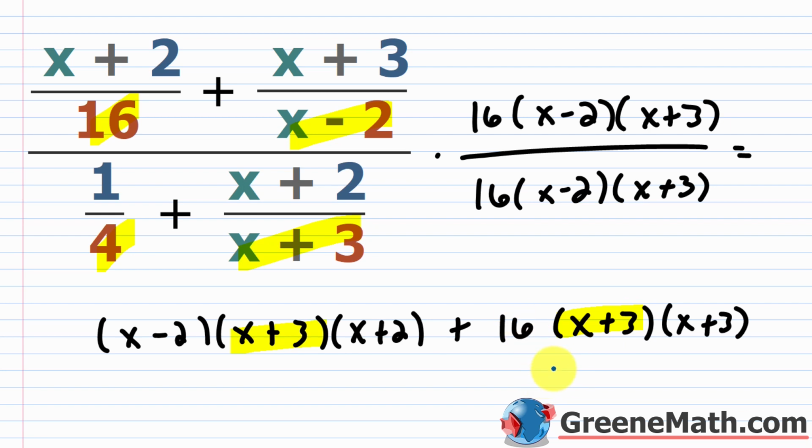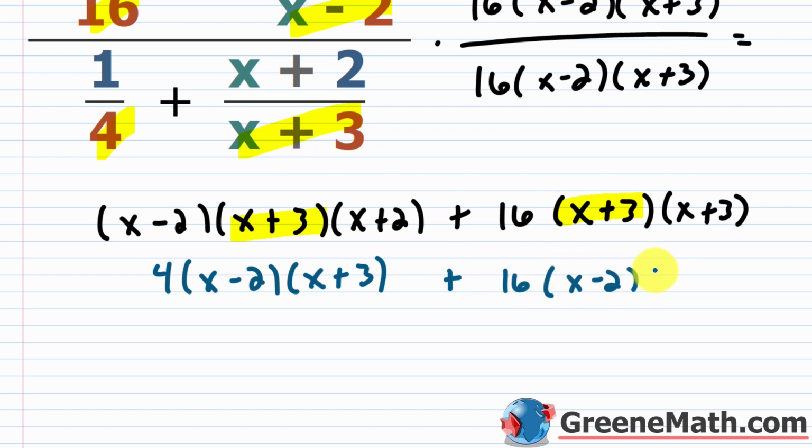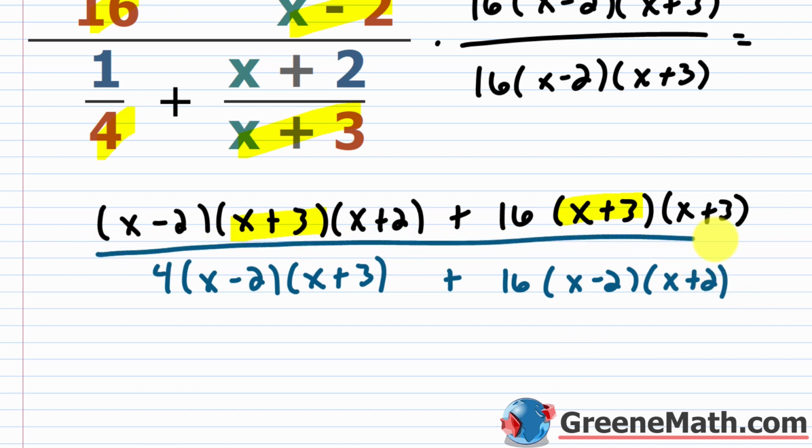All right, so for the denominator, let me scroll down a little bit so I can get this on the screen. We have 16 times this guy right here. The 16 divided by 4 would be 4. So it's basically 4 times these two guys. So 4 times you have x minus 2, and then you have x plus 3 there. And then let's go ahead and say plus. The x plus 3s are going to cancel here. So you're going to have 16 times the quantity x minus 2 times the quantity x plus 2. Okay, let's put this over here like this.